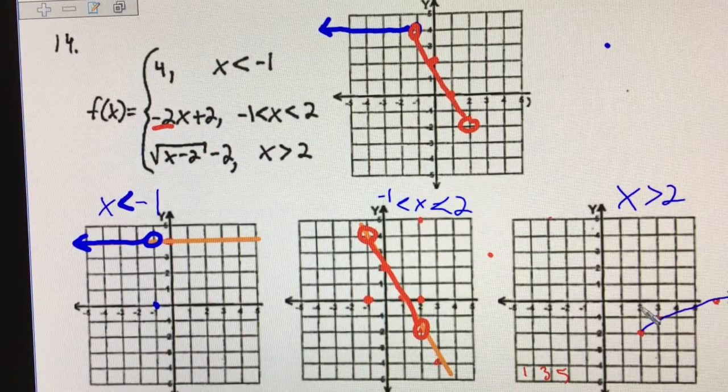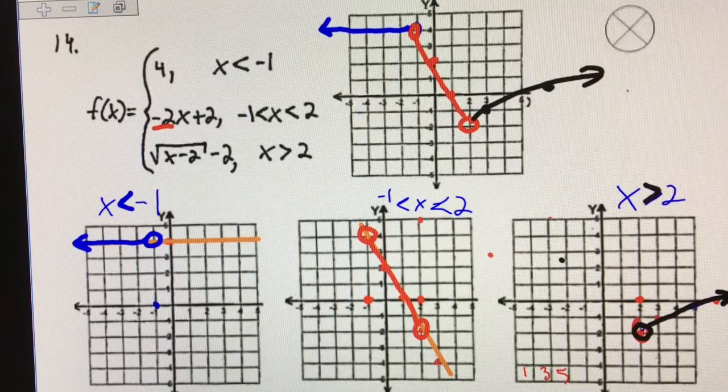X is greater than 2. I go right 2, nothing there. I go down to the graph, open circle. There's nothing underneath of that, so I don't fill in the circle. Now, the arrow is pointing to the right, so I shade it to the right. So here it comes from there. I'm going to go up 1, up 1, over 3, open circle.